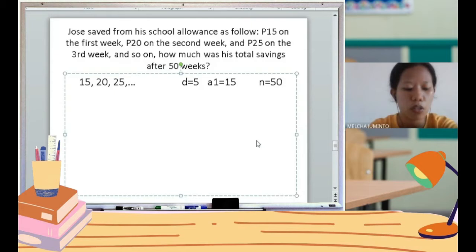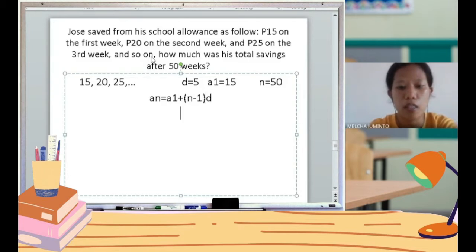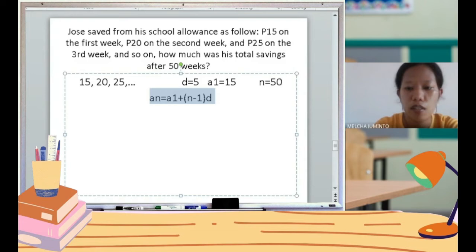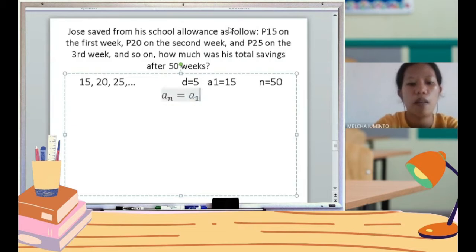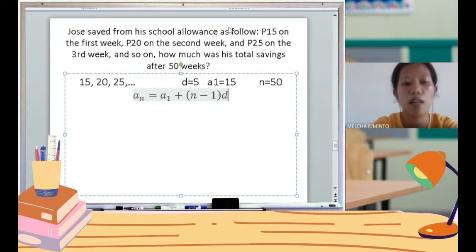And with that, we can now solve the total savings by first using the formula for a sub n. You can see that in your activity sheet. So you write a sub n is equal to the first term plus the quantity n minus 1 times the common difference. So let us use an equation to emphasize the subscript. We have a sub n is equal to a sub 1 plus the quantity n minus 1 times d.